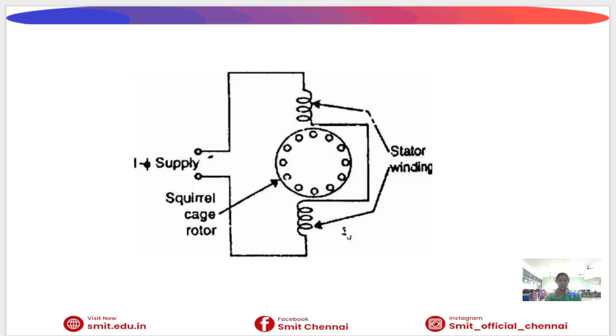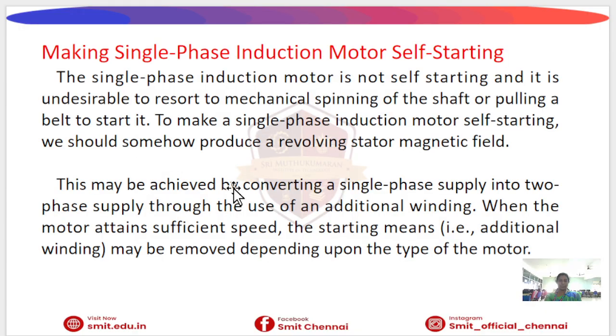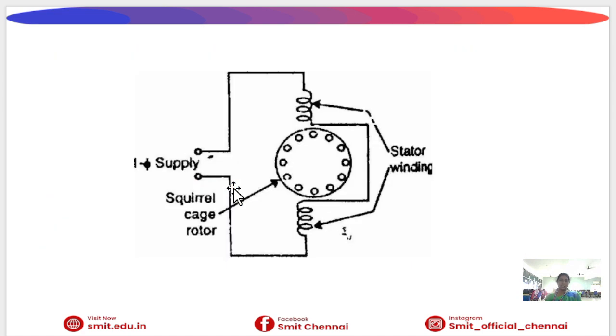This is the squirrel cage rotor and this is the stationary part, the stator winding. Here we are giving a single-phase supply. A pulsating field cannot produce a starting torque. When we give supply to the stationary winding, it produces a magnetic field. The magnetic field is pulsating because it is on and off, and it is not rotating. This is explained using the double field revolving theory.